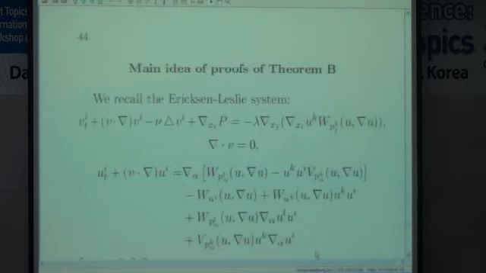Okay, so now I come back to the second result. The second result is more complicated. This is still a modeling system. I just realized it's not the general model. So this Ericksen-Leslie system, from a mathematical point of view, is still complicated, but in physics maybe it's still simple.